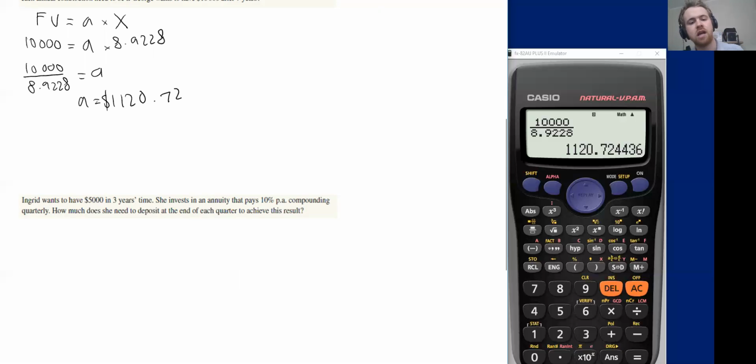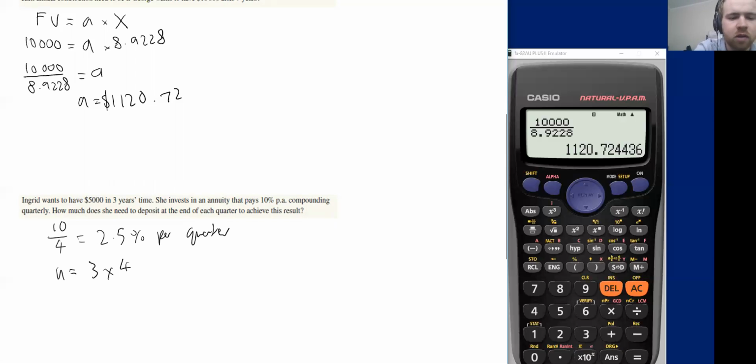So we need to convert our 10% into a quarterly interest rate. So 10 divided by 4, because there are 4 quarters in a year, gives us 2.5% per quarter. So that's our interest rate now. We've got a new interest rate, and the number of periods, N, is going to be 3 years times 4, because you've got 4 quarters in a year. So your number of periods is going to be 12 in this instance.